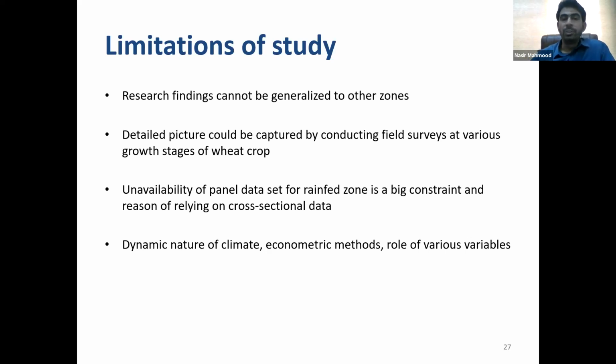And the third one, I used the cross-sectional data at farm household level because the panel data for the rain-fed zone and for Pakistan is unavailable. That's why it's a big constraint to conduct a panel data analysis in Pakistan. The last one, because of the dynamic nature of the climatic conditions, changing econometric techniques and the nature of various variables, the research findings of this present study can be questionable in future.